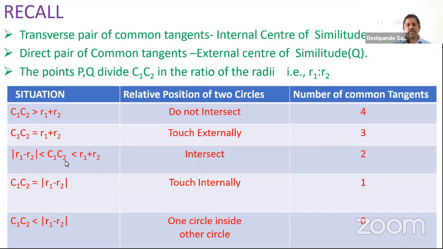And if the value of C1C2 lies between R1 minus R2 and R1 plus R2, then the 2 circles intersect each other. You'll have only 2 tangents between them. When C1C2 is equal to R1 minus R2, the circles touch each other internally. You'll have only 1 common tangent between them. And when C1C2 is less than R1 minus R2, we have 1 circle inside the other circle, and you'll not have any common tangent between them. Okay, so these are the things which you have taken in your previous class. So we'll just work out the problems on these.